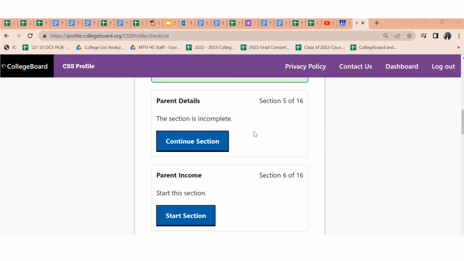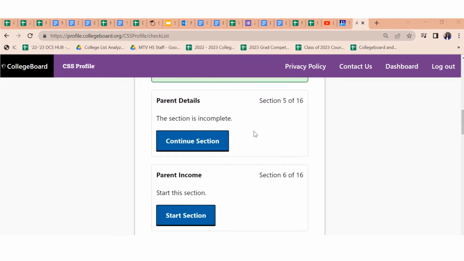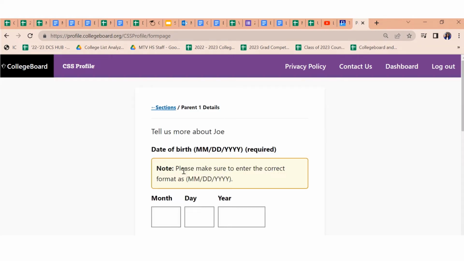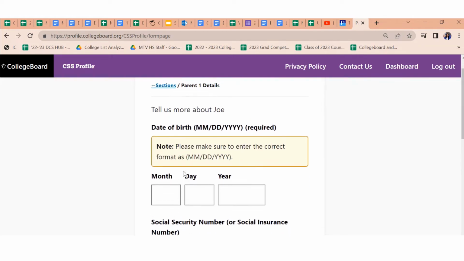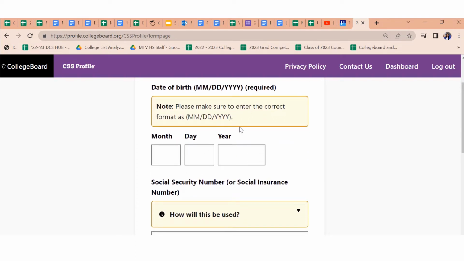Okay, so the next section that it will take you to after we put in that academic information is asking for some more parent details. So we'll go ahead and start that section. Collecting some information about parents. So again, this is going to be parent 1, the parent that we have been saying is the custodial parent. And so we will need to enter that parent's date of birth. Please make sure this is accurate and aligns with everything you have entered in FAFSA and everywhere else.